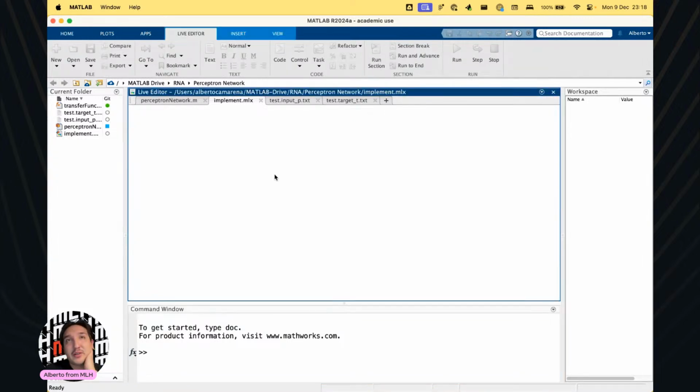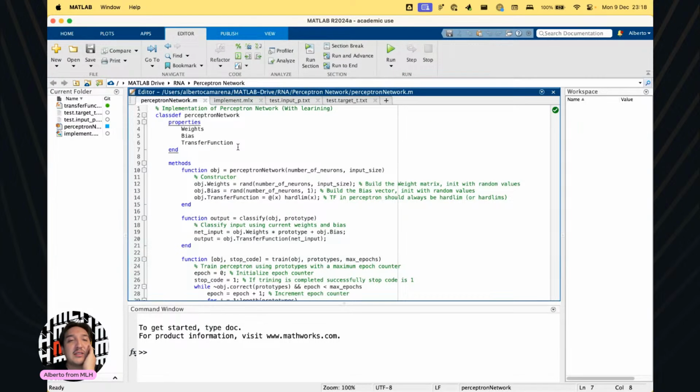Very similar to what we did on the Hamming network, I want to show you that I built this to be object oriented, like I create a class definition. So every time we use it on the implement file, we just need to call the class and create an instance of it. In this case, we're going to implement the perceptron network, but with learning. That means we are not going to pass the weight and the bias as in the Hamming network. We're just going to pass the training prototypes.